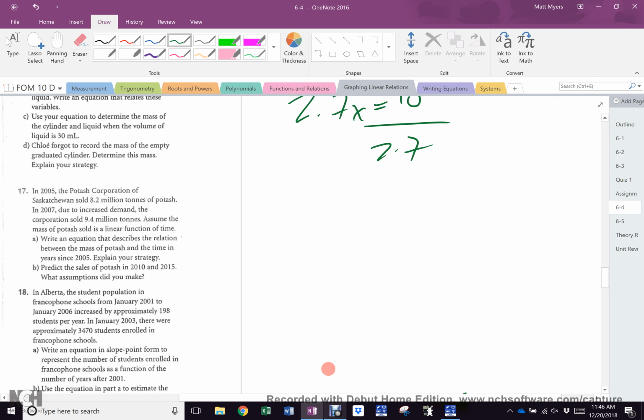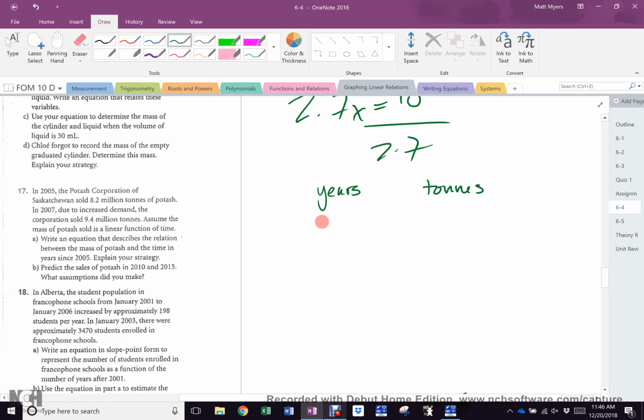What are the two things being counted? The years and the tons? Years and the tons, right? So, I got years, and I got tons. Years is independent, like it always is.